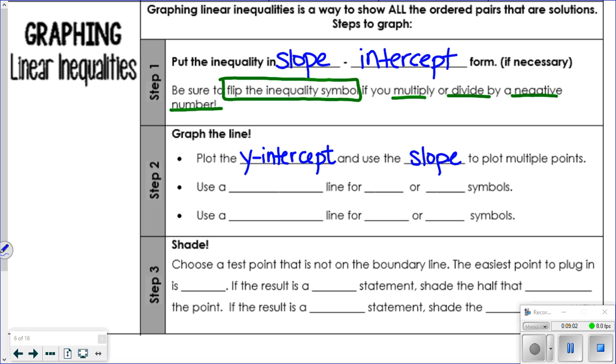Then when we connect these points, we're going to use a solid line if we have less than or equal to or greater than or equal to symbols. And we use a dashed or a dotted line for less than or greater than symbols.